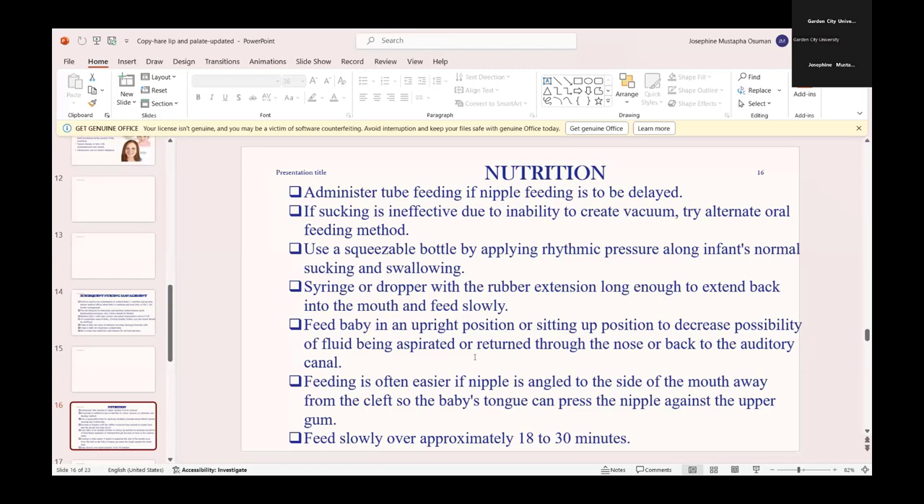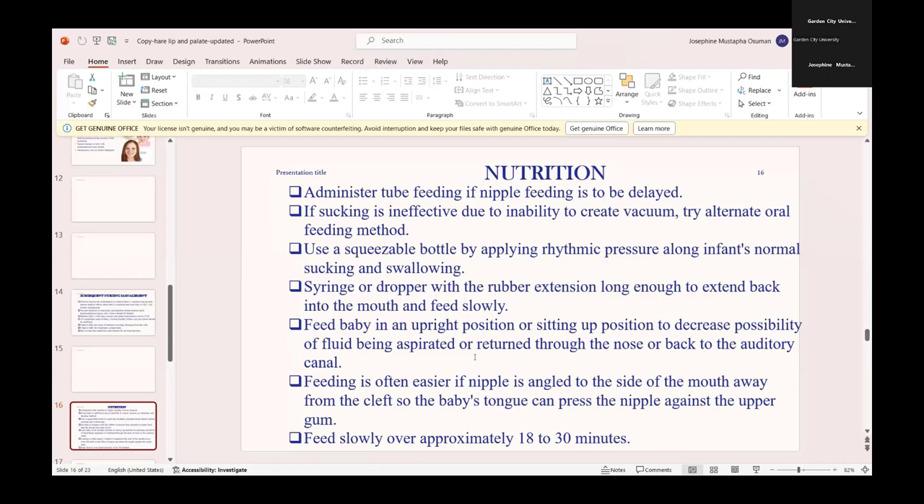If that is not done, any feeding or any milk or breast milk that is given will come out through the nose and will cause problems. Then feed the baby in an upright or sitting position to decrease the possibility of fluid being aspirated or returned through the nose or the auditory canal.